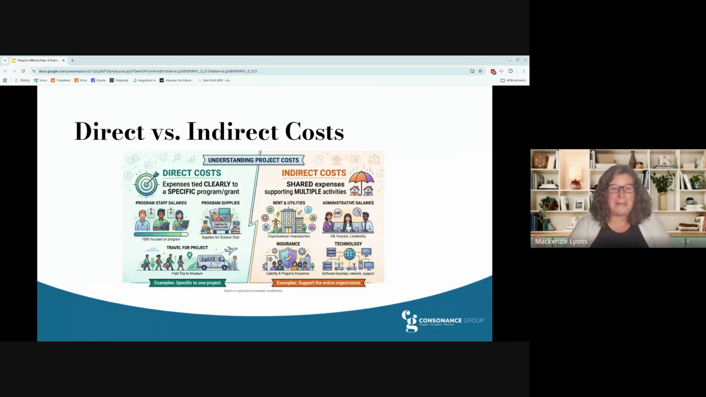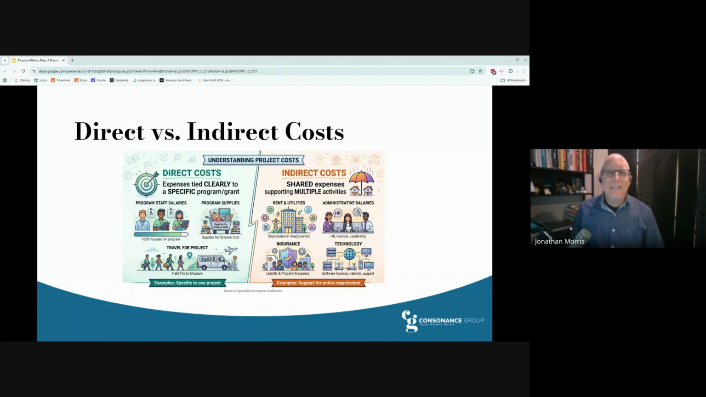A common pain point we hear in this space is, I have no idea if we're handling indirect costs the right way. So can we simplify that some? Well, we can try. First we'll define direct versus indirect. Direct costs are expenses you can clearly tie to a specific program or a specific grant. Program staff, supplies for a specific program, travel for a specific program, all direct costs. Indirect costs are shared expenses that support multiple activities, like organization-wide expenses, rent, administrative salaries, insurance, technology.